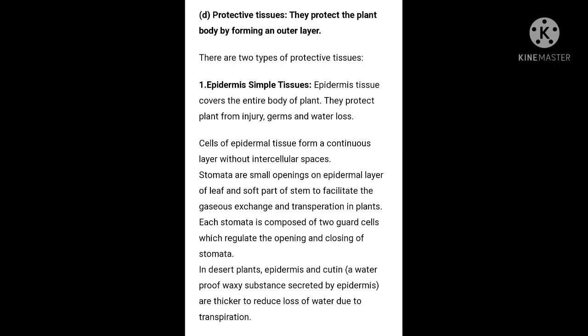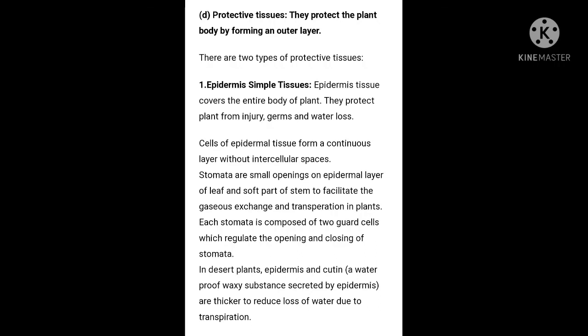In desert plants, the epidermis and cutin are thicker to reduce the loss of water due to transpiration. Cutin is a waterproof waxy substance which is secreted by the epidermis. In desert plants, the epidermis and cutin are thick, so much water doesn't go from there, as in the desert area there is scarcity of water. So this was all about the protective tissue, epidermis simple tissue.